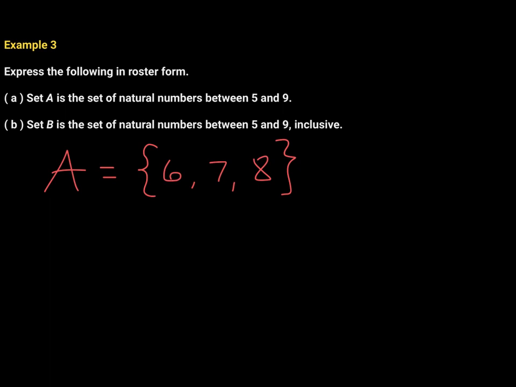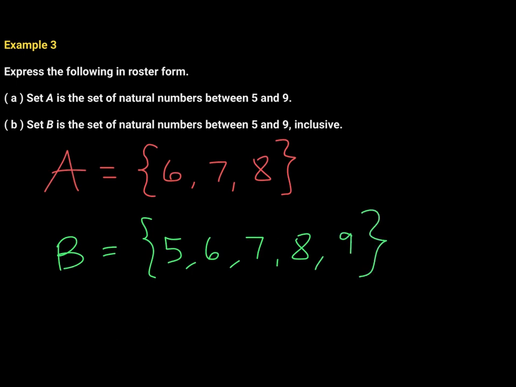9. Whereas the second question or objective is to list the set of natural numbers between 5 and 9 inclusive, meaning we're supposed to include 5 and 9. So 5, 6, 7, 8, 9. So a pretty simple concept here. Just be careful with language. If we're saying inclusive, that means we're including the endpoints, right? 5 and 9 are now included.